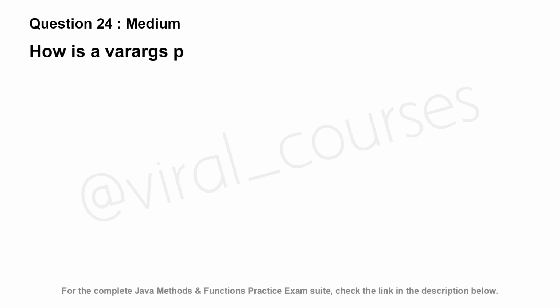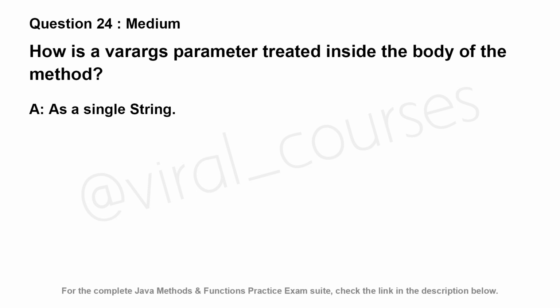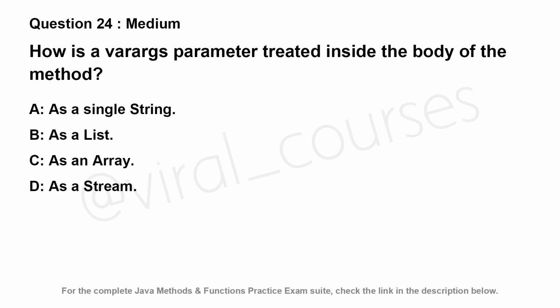How is a varargs parameter treated inside the body of the method? Option A. As a single string. Option B, as a list. Option C, as an array. Option D, as a stream.